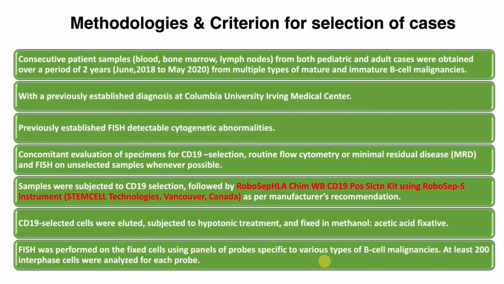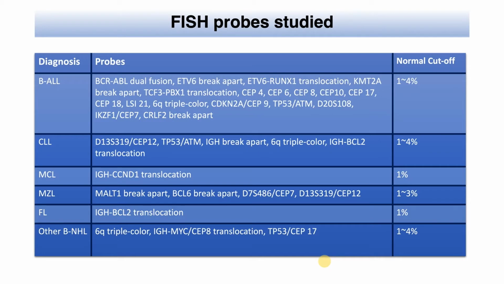CD19 selection was performed using STEMCELL Technologies CD19 positive selection kit as per manufacturer's protocols. Eluted cells from the column were subjected to hypotonic treatment and fixed in methanol acetic acid fixative. Interphase FISH was performed using probes specific to various B-cell malignancies. The following slide shows the list of FISH probes we have used in various B-cell malignancies.